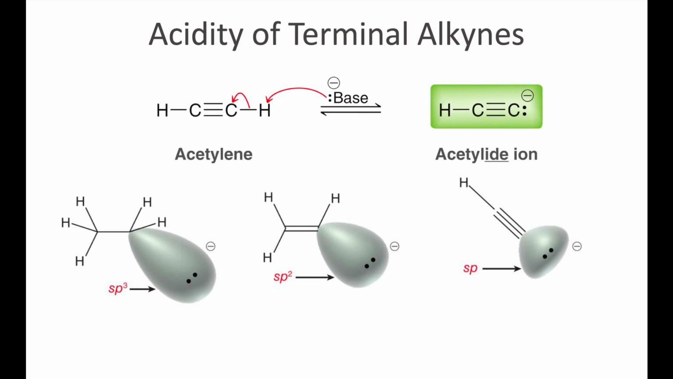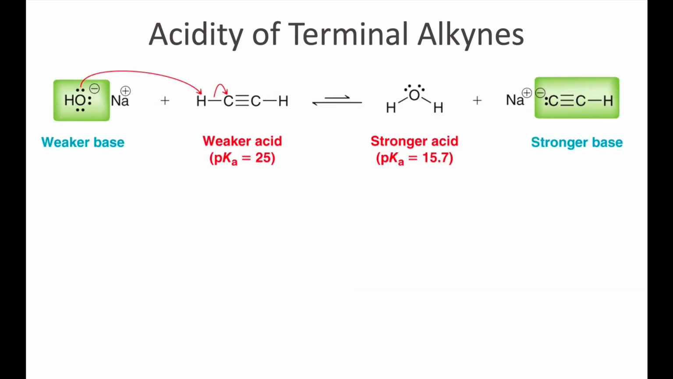A negative charge next to a positive nucleus is very stabilizing. Because of this, that negative charge is the most stable among these three. And because of that high stability, this conjugate acid has a low pKa, so it's more acidic than a normal hydrocarbon.